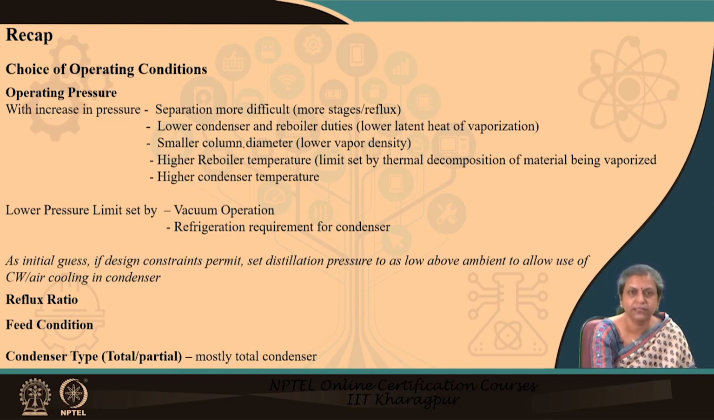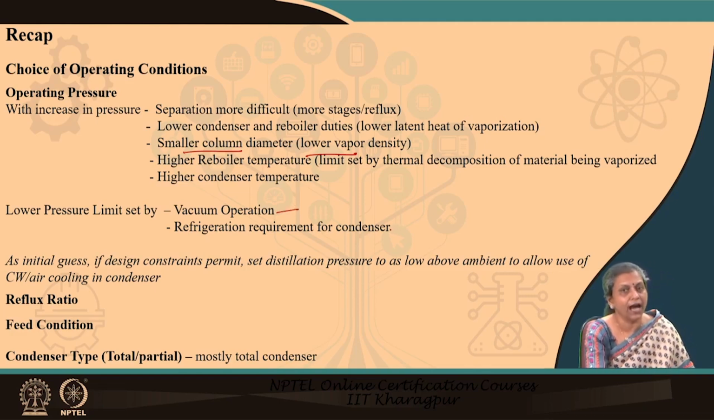Then since at higher pressure there is a lower vapor density, the column diameter is also less, and at the same time higher reboiler temperature and higher condenser temperatures are required with increase in pressure. And the lower limit is usually set by the requirement if we require vacuum operations. And the other thing you already know, that in the condenser, the cooling is achieved either by cooling water or by air coolers, right.